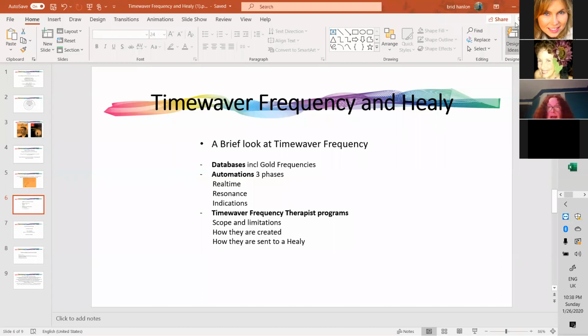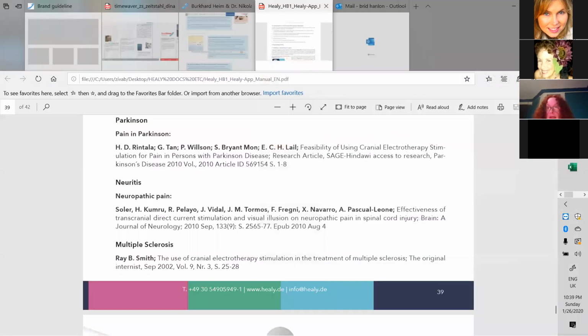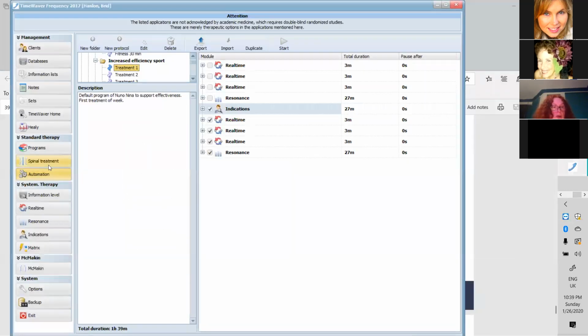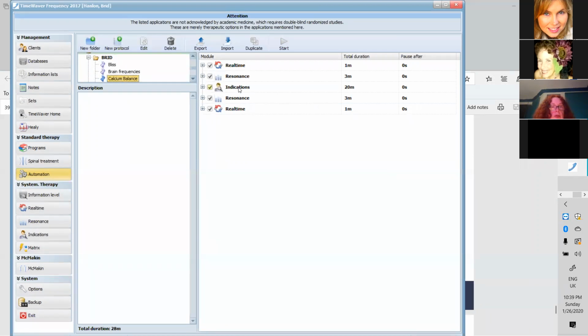So I'll show you now how I send a program to a Healy. I create the program inside of an automation. So I'll show you one that I have created. Calcium balance. Did I create this? Yes, I have a client who has bone spurs. So she has calcium being deposited in areas of the spine that make it very uncomfortable. So I created this automation for her.